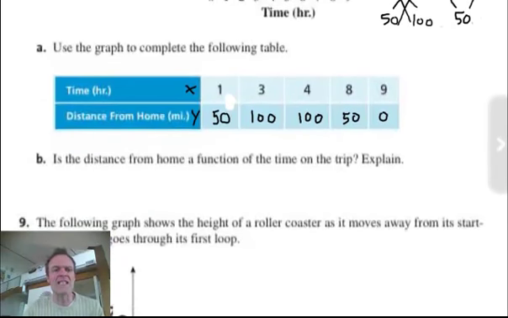Right, so is the distance from home a function of the time? Yes, it is. There's only one unique answer. After 1 hour, I'm 50 miles. After 3 hours, I'm 100 miles. After 4 hours, I'm 100 miles. That's okay. It's not that after 4 hours I'm 100 miles and I'm 50 miles away as well. That makes no sense. There's only one answer for that 4 o'clock, or 4 hours.